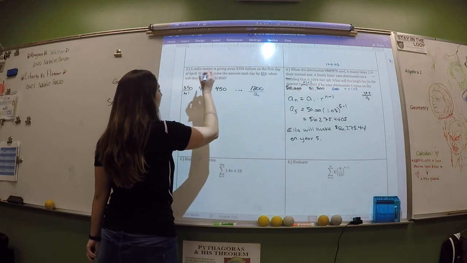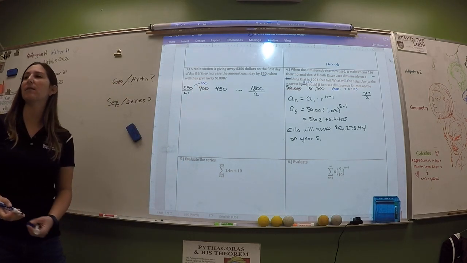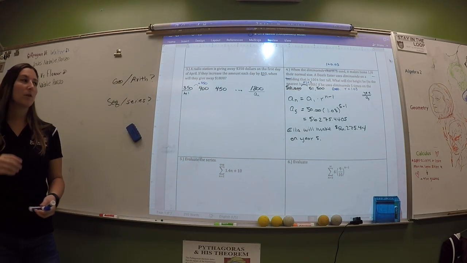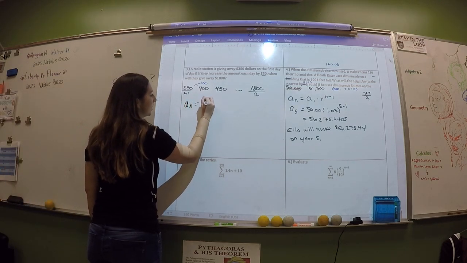They're increasing each day by $50. You also want to pay attention to the words like days, months, weeks, all of that. Pay attention to that. So increasing by each day, we will use an arithmetic sequence.